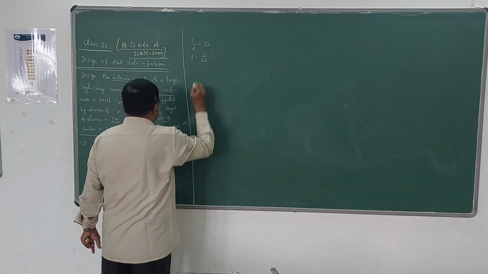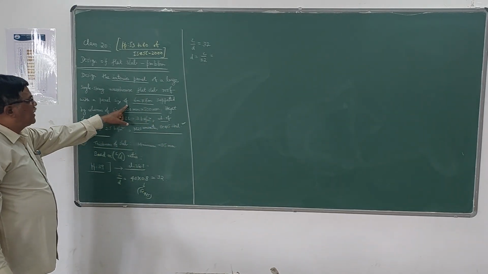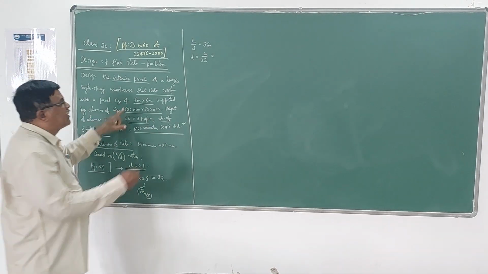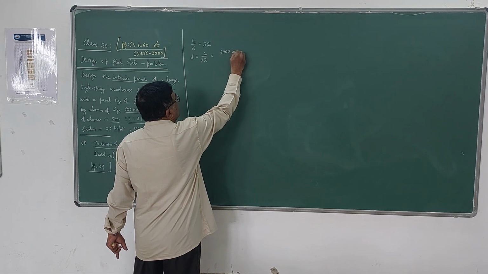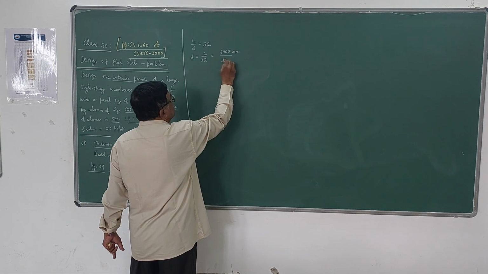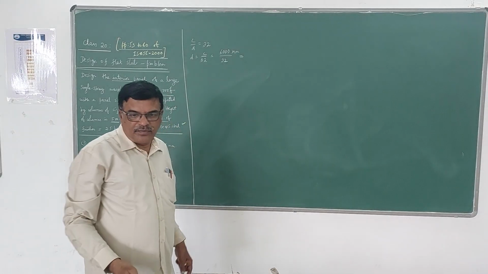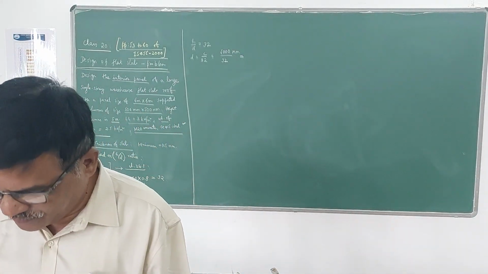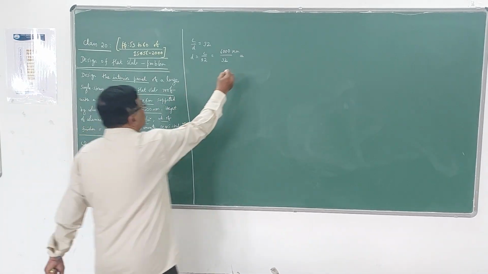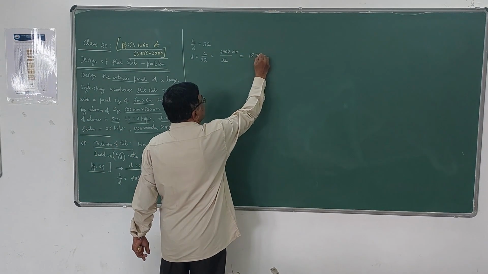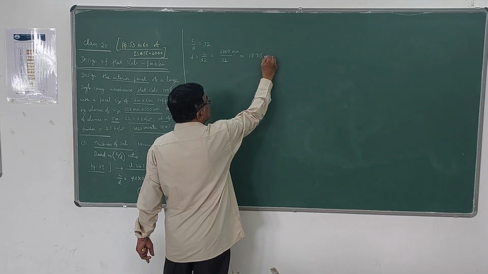L is 6 meters. Please note that the panel is of size 6 meter by 6 meter. So 6 meter means 6000 mm divided by 32. This value comes out to be 187.5 mm. So this is the effective thickness.